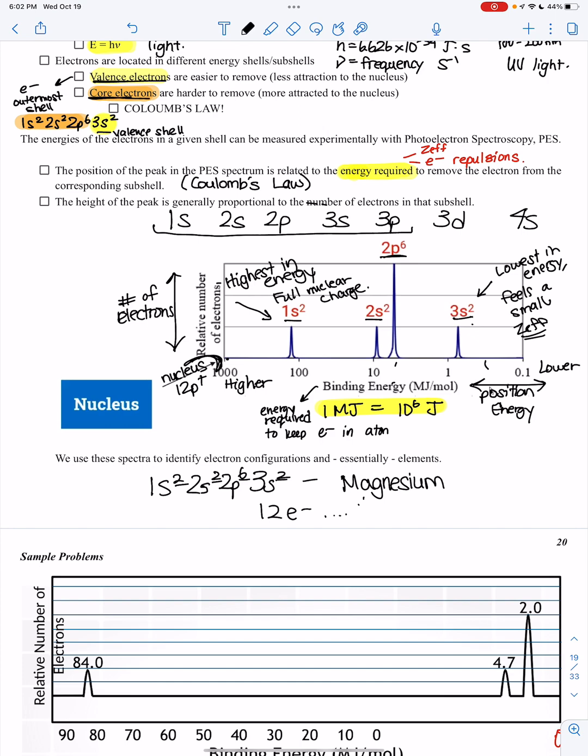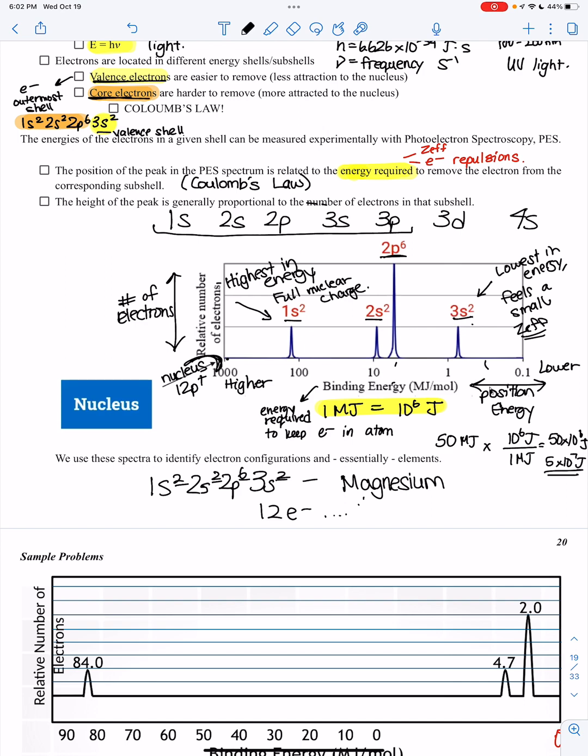The binding energy is in MJ, megajoules per mole, and 1 megajoule is 10 to the 6th joule. So if I had 50 megajoules and multiplied by 10 to the 6th, I would get 50 times 10 to the 6th joules, or 5 times 10 to the 7th joule. That's how I convert between megajoules and joules.